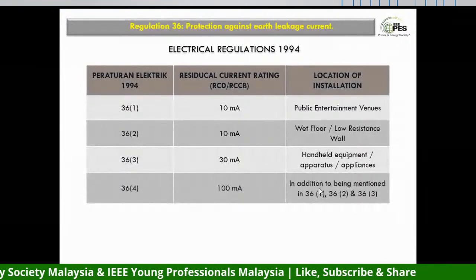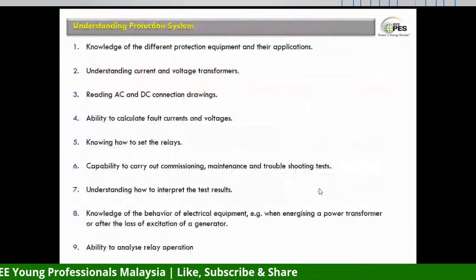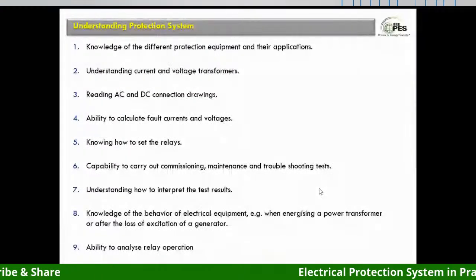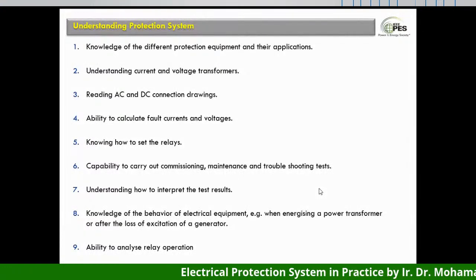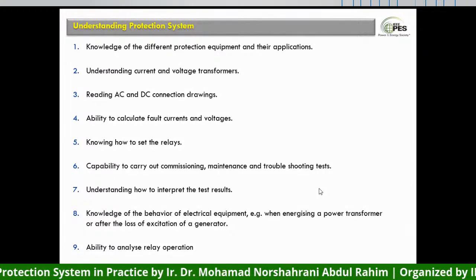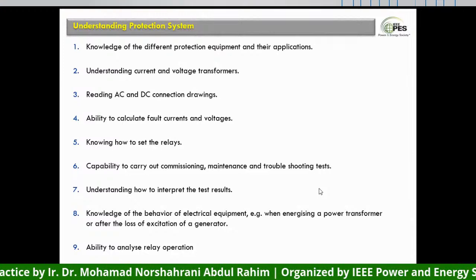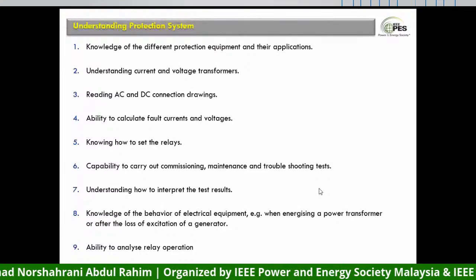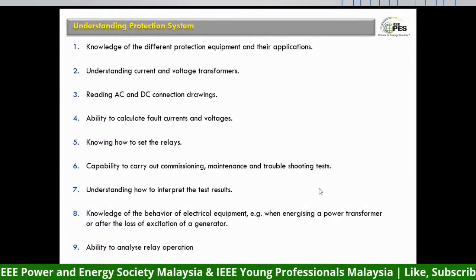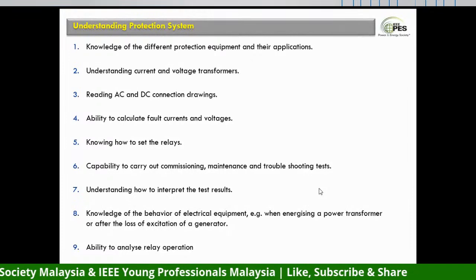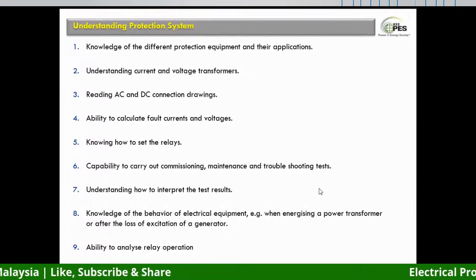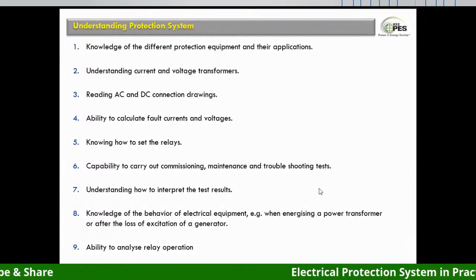Okay, let us go through to the next slide, which is understanding the protection system. So these are among the things that we, as those involved in the protection, need to know. For example, number one, we need to know the different protection equipment and the applications. There are various types of protection device. And so before we decide to use whichever equipment, we need to know what the function and the application are, especially to avoid redundancy in the equipment, which will be costly.